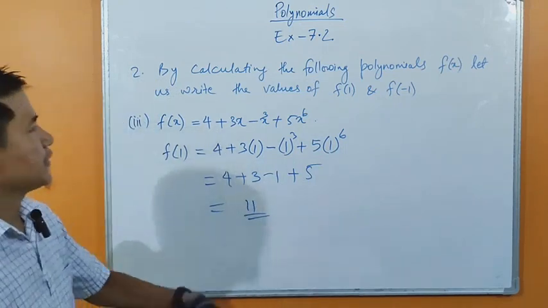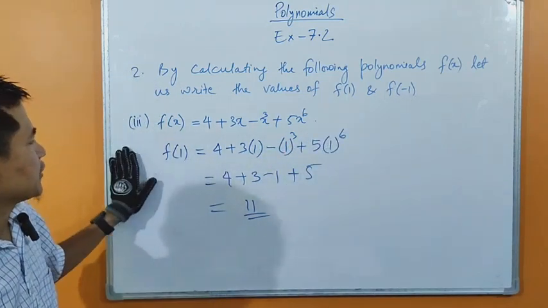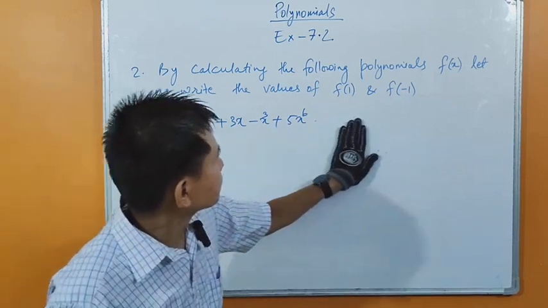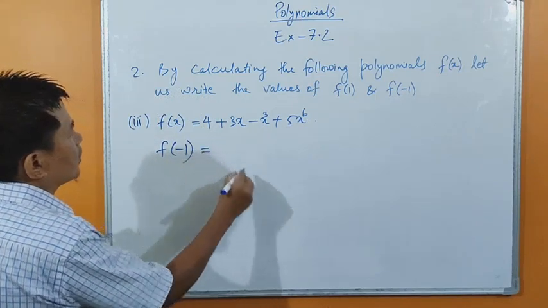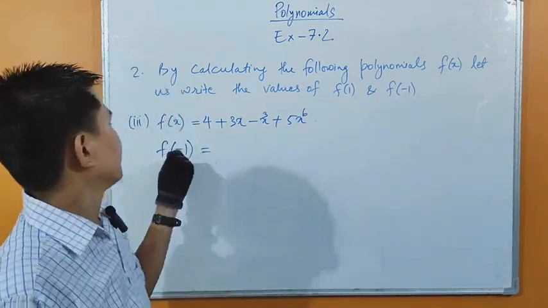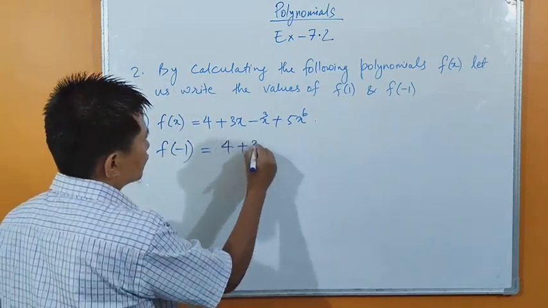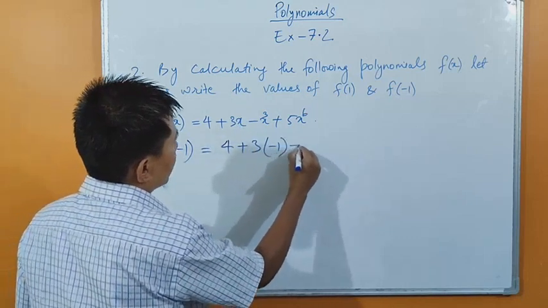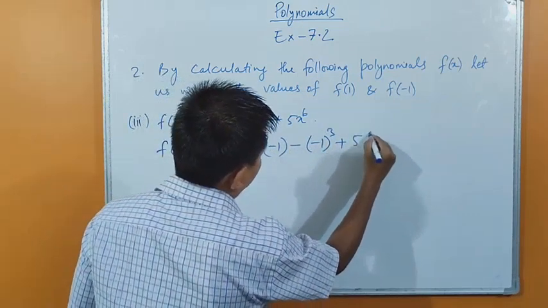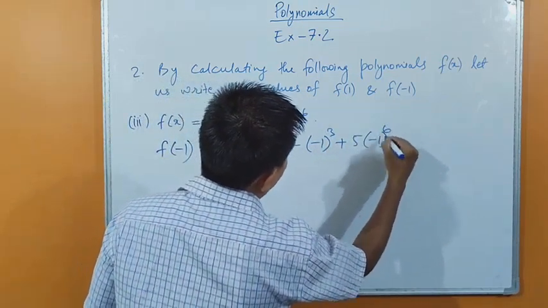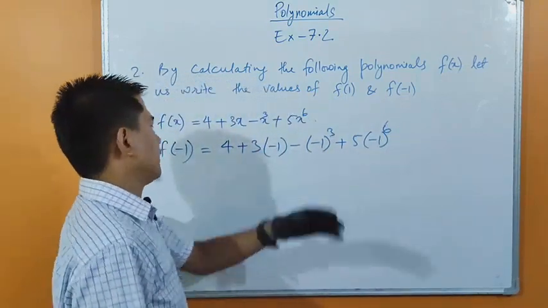Got it? Now let us find the value of f minus 1 from this expression, f minus 1, okay? f minus 1 means wherever you see x, you just put the value minus 1, okay? 4 plus 3 times minus 1 minus minus 1 cubed plus 5 times minus 1 all to the power 6. Got my point? Wherever you see x, you put minus 1.